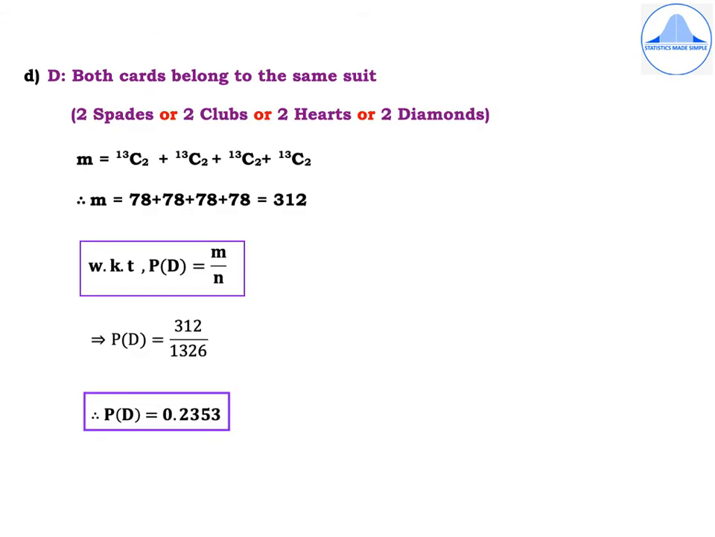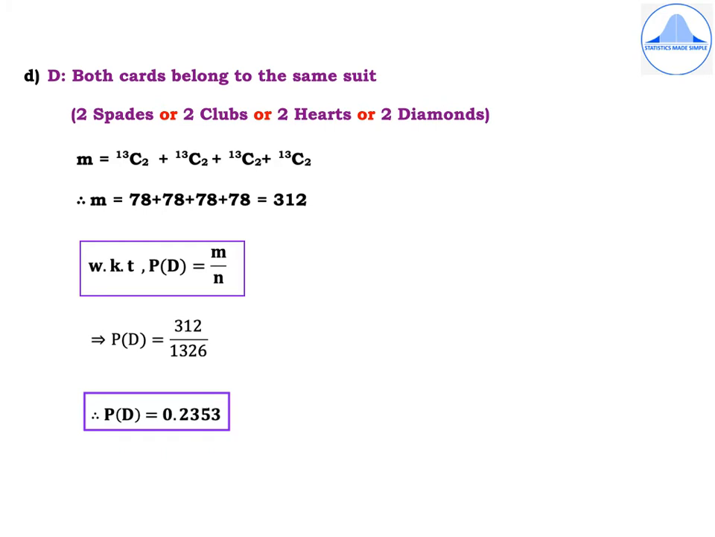Fourth subdivision. Define event D as both cards belong to the same suit. Now both cards belong to the same suit means you have to pick either two spades or two clubs or two hearts or two diamonds. So M is equal to, there are 13 spades and you have to select 2, so 13C2, or is plus. In a similar way, there are 13 clubs, 13 hearts, 13 diamonds, out of which you have to choose 2 cards each. So you get M equal to 13C2 plus 13C2 plus 13C2 plus 13C2. Therefore, M is equal to 78, which is added 4 times, which gives us 312.